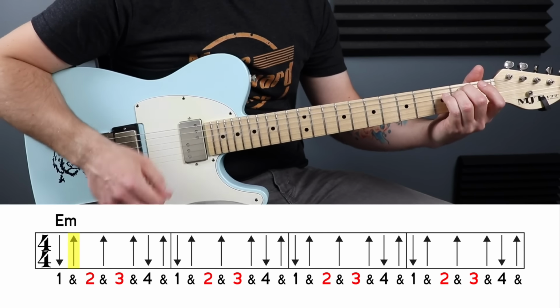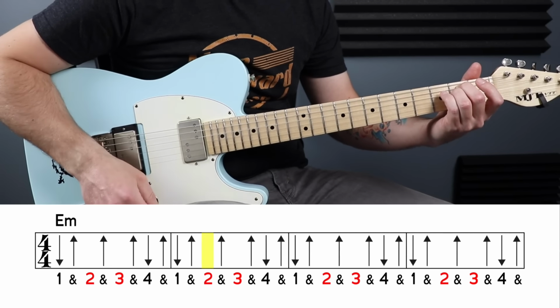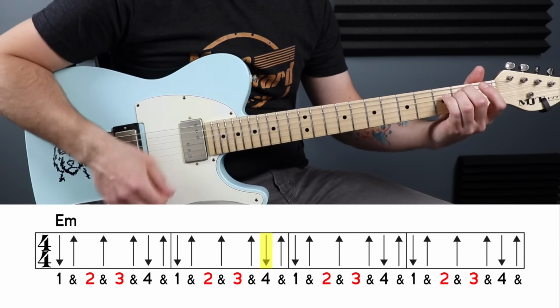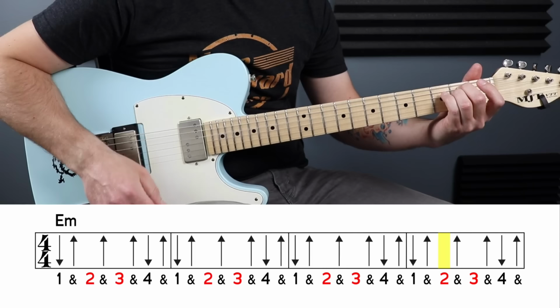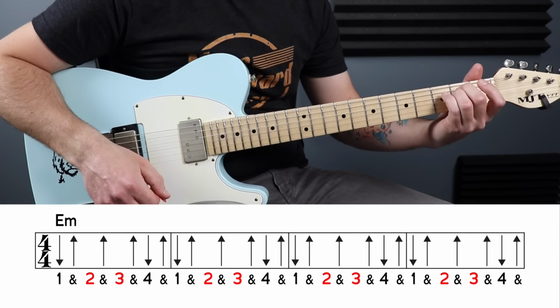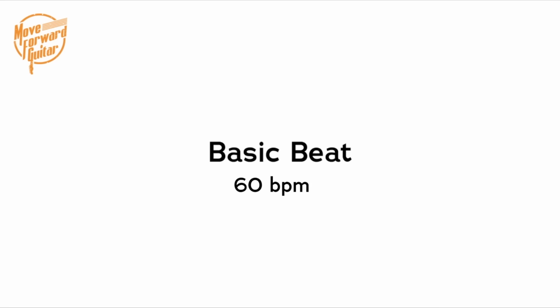1 and 4 and 1 and 4 and 1 and 4 and 1 and 4 and here's an example of playing this with the backing track, but I'm not going to count along this time. You can count for me.